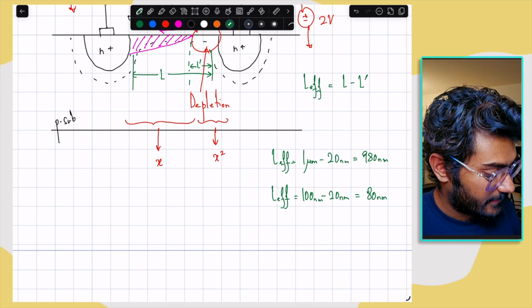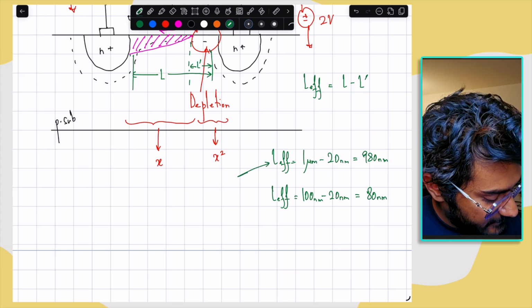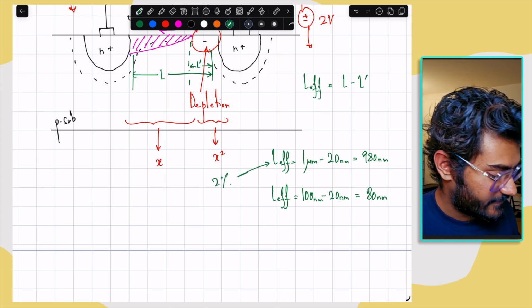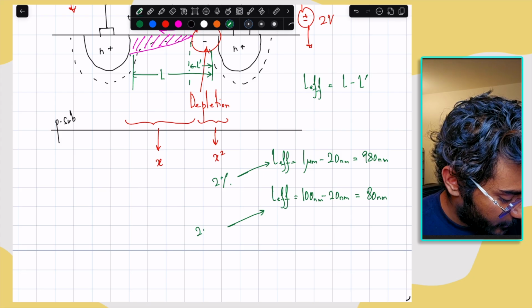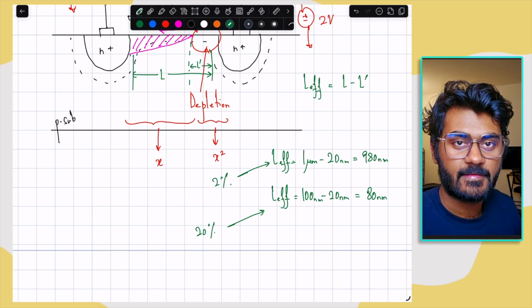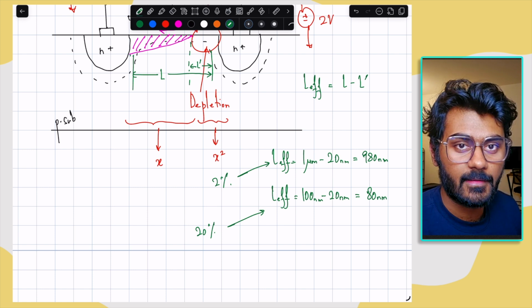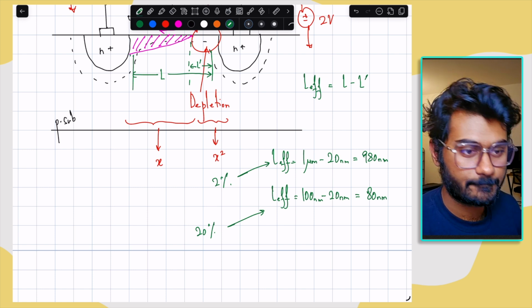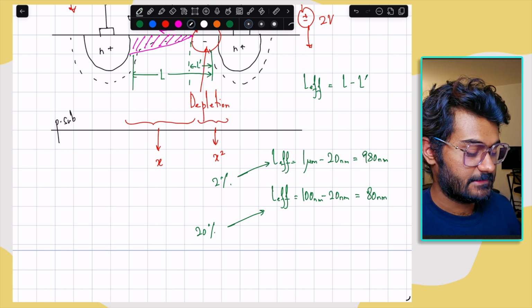So we can clearly see that in the first case, the reduction was only 2%, but in the second case, the reduction has now become 20%. So what this means is, as you start shrinking your channel lengths, the effect of channel length modulation becomes significant in short channel devices. So this is regarding the physics of channel length modulation.